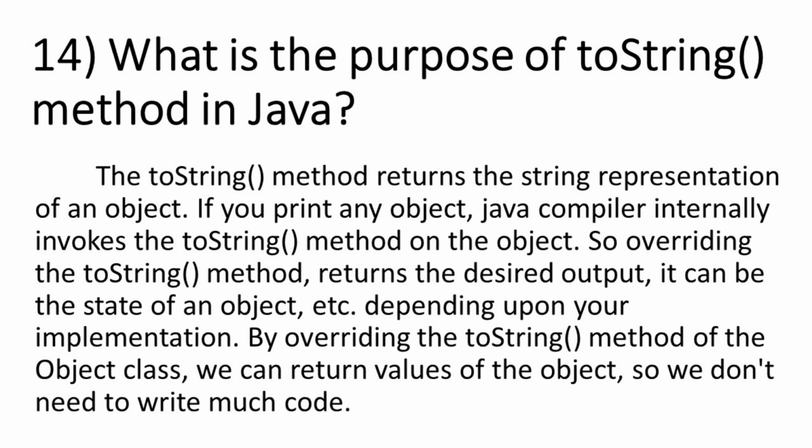What is the purpose of the toString method in Java? The toString method returns the string representation of an object. If you print any object, the Java compiler internally invokes the toString method on the object. So overriding the toString method returns the desired output. It can be the state of an object, etc., depending upon your implementation. By overriding the toString method of the Object class, we can return values of the object, so we don't need to write much code.